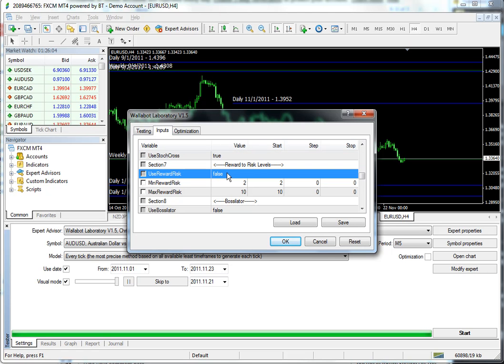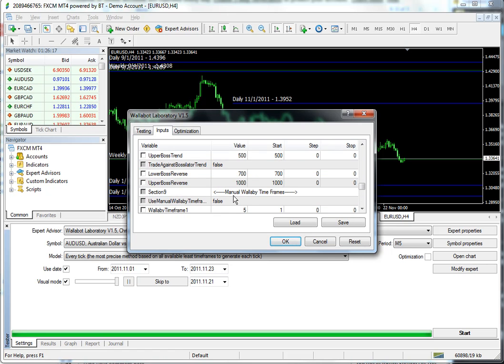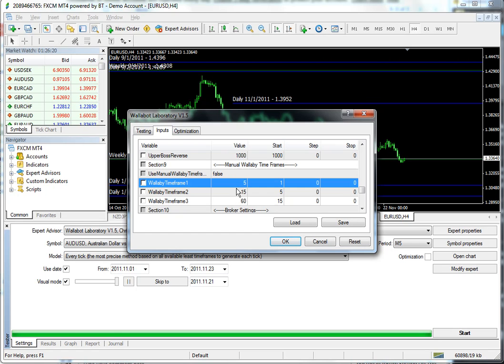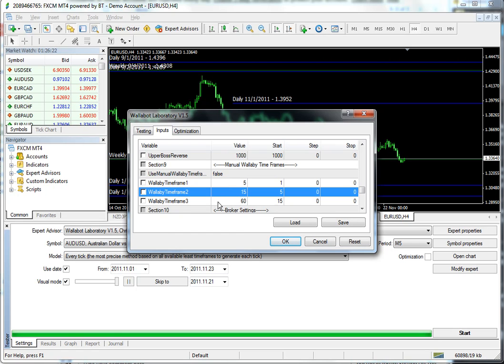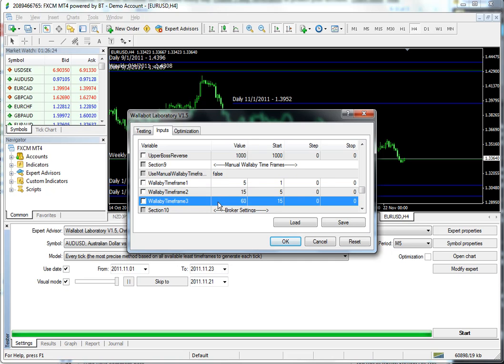And then because I've set my own profit and stop loss settings, I'll choose to make use reward risk false. I don't want it to use any reward to risk calculations on taking trades, otherwise it won't take them. I'm using the 5-minute chart, so I need to set time frame 1 to 5, time frame 2 to 15, and time frame 3 to 60.